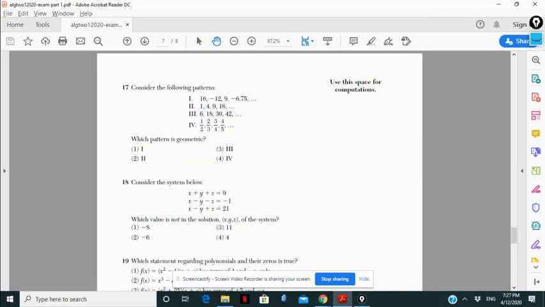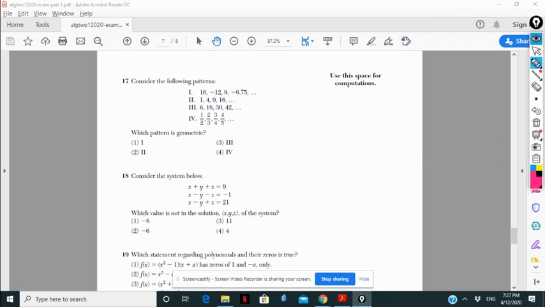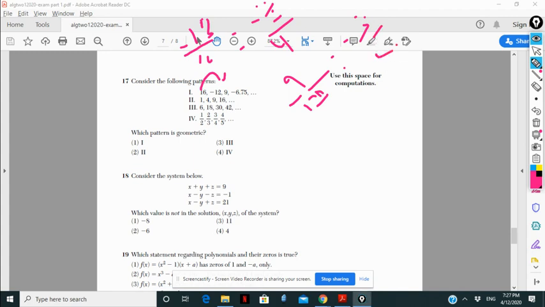Question number 17. Which of the following patterns is geometric? Here, negative 12 over 16 is giving me negative 3 over 4. Negative 9 over negative 12 is giving me negative 3 over 4. So that's a geometric pattern. Now, 4 over 1 is 4, 9 over 4 is 9 over 4.